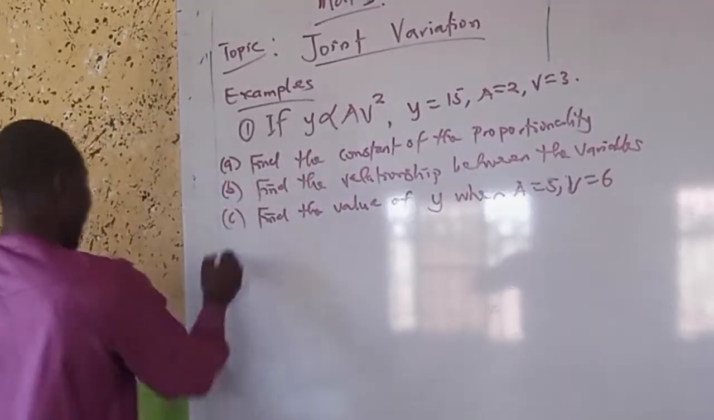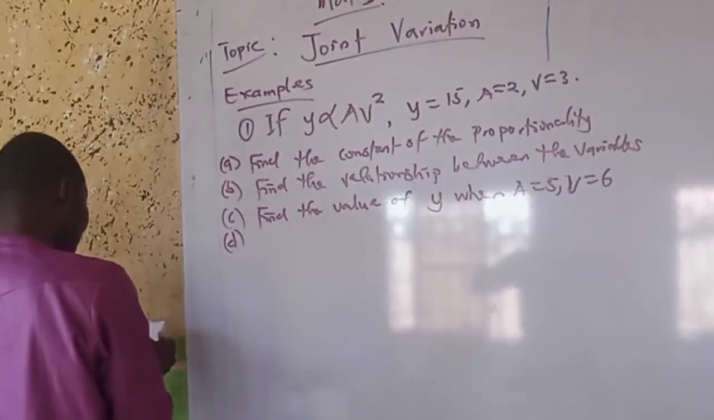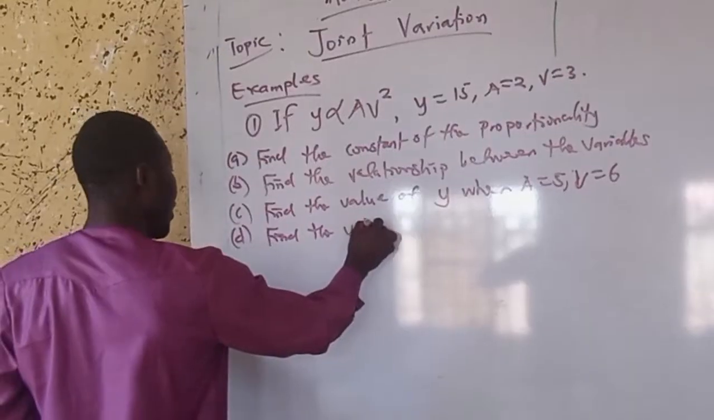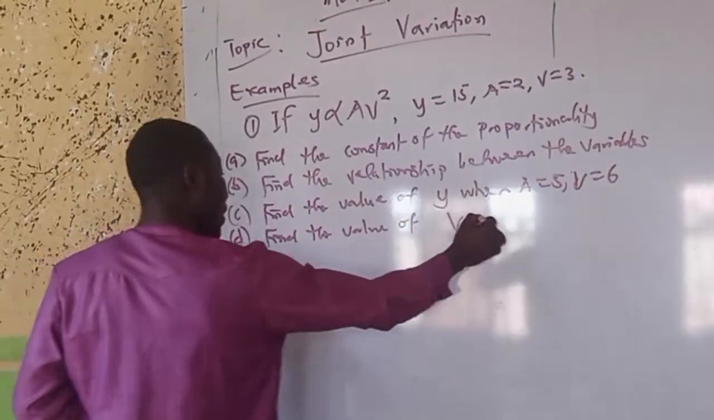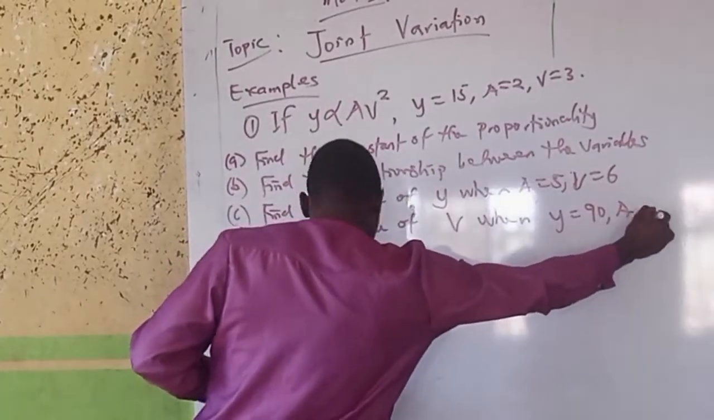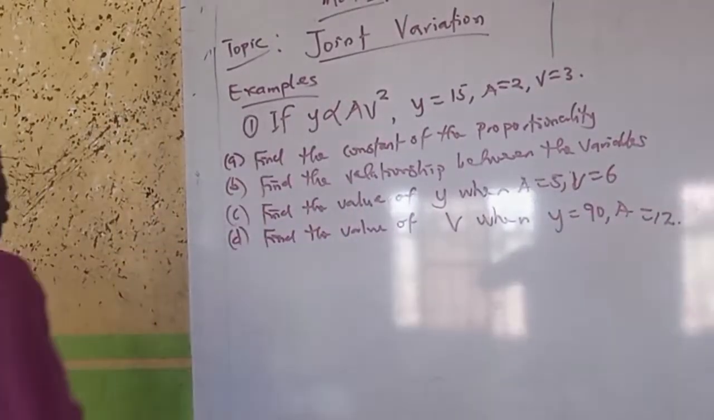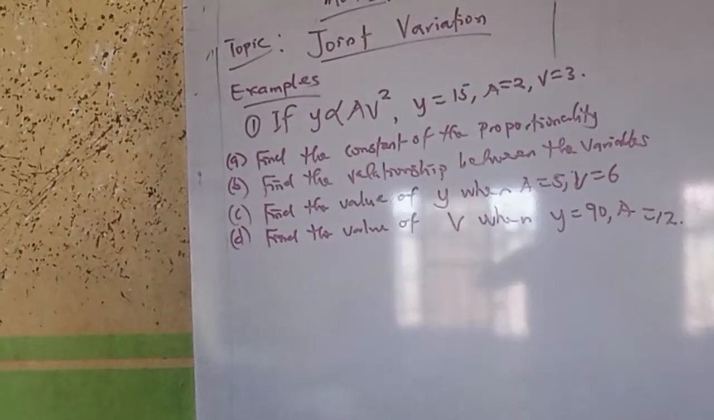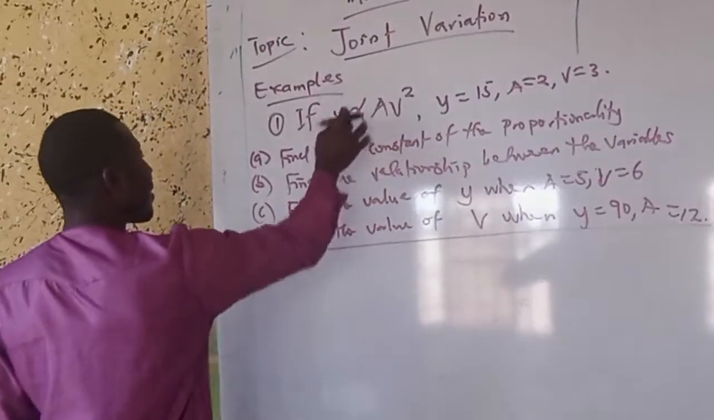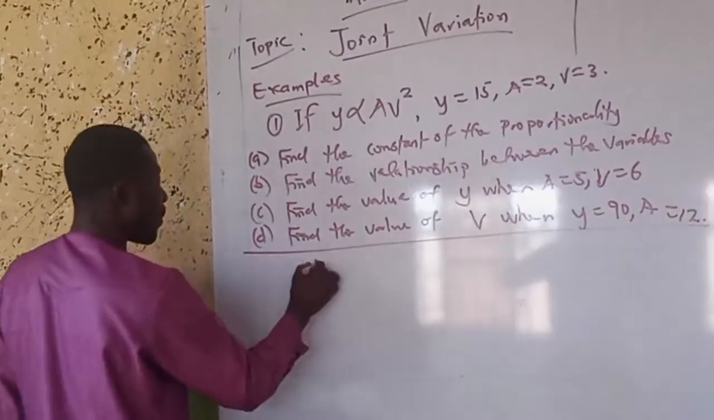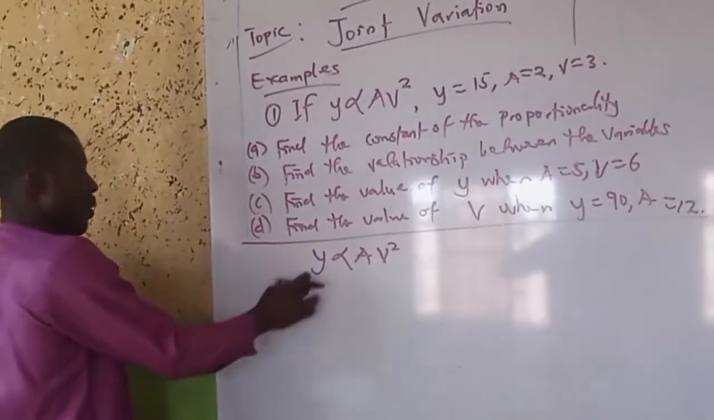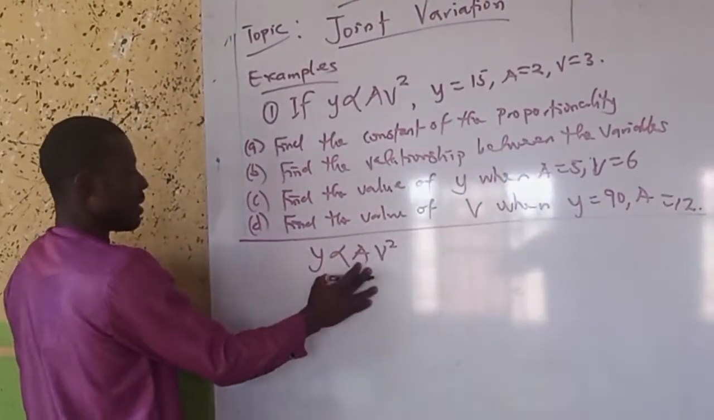The last question is to find the value of v when y equals 90 and a equals 12. So let's look at these questions. The first thing we are going to do: in this question, we have y varies directly as a and v squared.